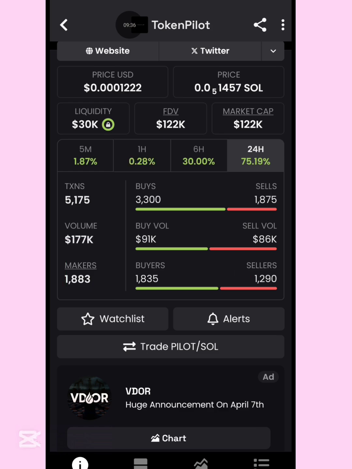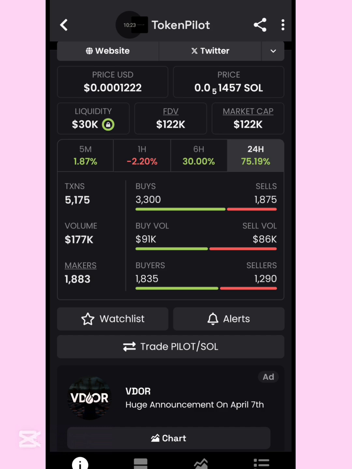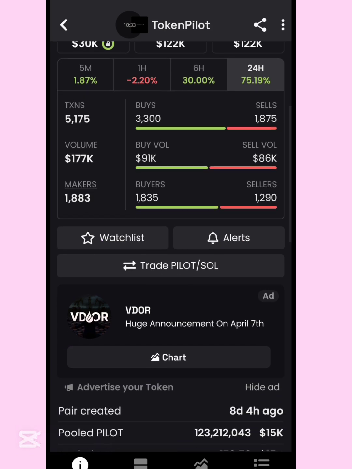Now let's continue. Look at this place. If you want to add this particular token to your watch list, you can simply star it. When you star it, that means you have added it to your watch list. Maybe you see something special about this token, and you can also create alerts about this token by making use of the alerts button here. Now, if you just want to go straight to trading this token, just click on trade pilot, and it's going to take you to where to trade it.